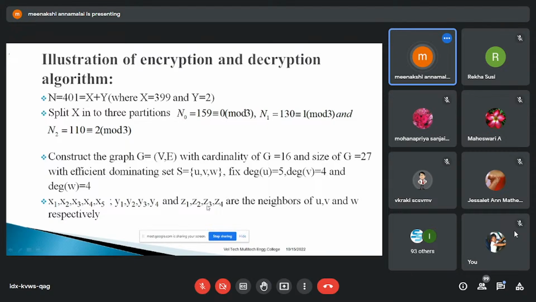So here the neighbors of U is 5. That's why I'm taking x1, x2, etc., x5. Here degree of V is 4. That's why I'm taking y1, y2, y3, y4. And degree of W is equal to 4. That's why z1, z2, z3, z4, which are the neighbors of W.